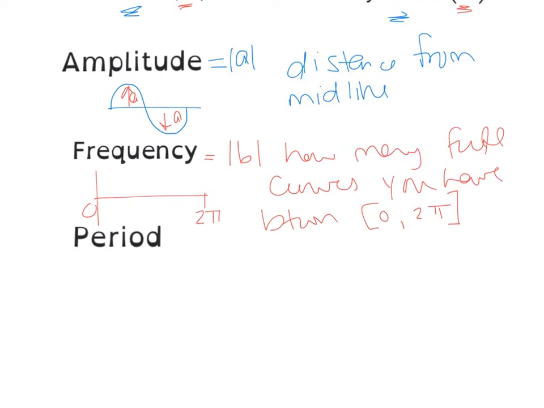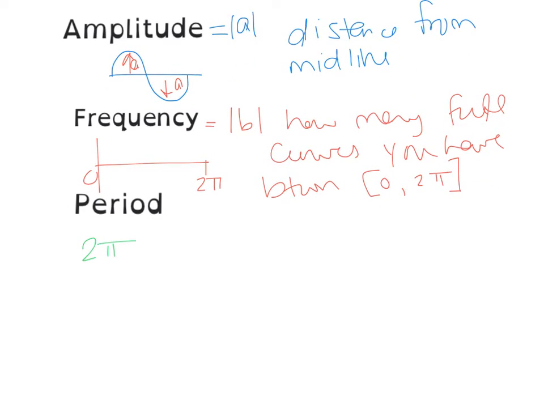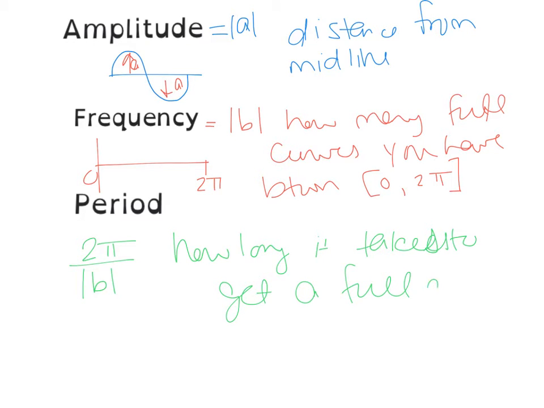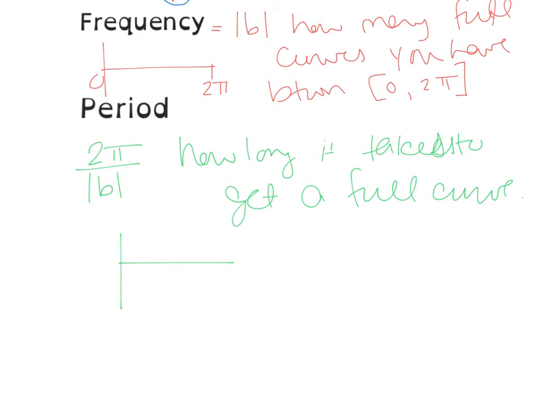Okay, now period is the formula 2 pi over the absolute value of b. What period does, it tells you how long it takes to get a full curve. Okay, so for example, if I had a sine graph, a full one, and it ended at 2 pi, that would be a period of 2 pi because it took me 2 pi to get a mountain and a valley. Or you could have a sine graph where it takes 4 pi and in the middle is 2 pi. So that would be a period of 4 pi to get a mountain and a valley.